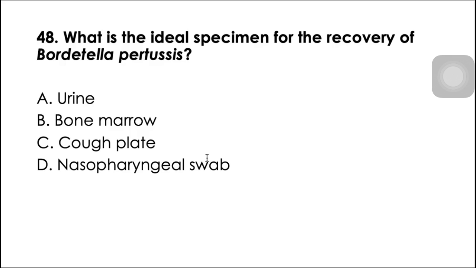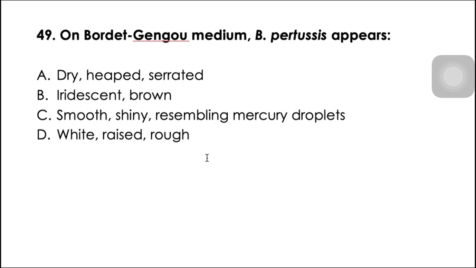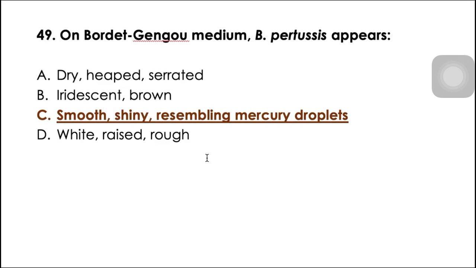So Bordetella pertussis is the one causing whooping cough, with the characteristic mercury droplet colonies. So this is grown in Bordet-Gengou agar, but better media are Regan-Lowe and charcoal cephalexin for the subculture of Bordetella pertussis. And the ideal specimen is nasopharyngeal swab. Number 49, on Bordet-Gengou medium, Bordetella pertussis appears as letter C, smooth, shiny, resembling mercury droplet. Again, mercury droplet colonies, Bordetella pertussis. Culture media, Bordet-Gengou, Regan-Lowe, or charcoal cephalexin.